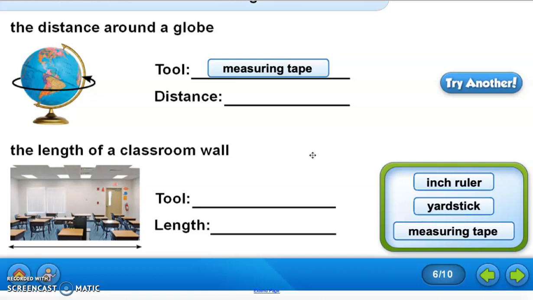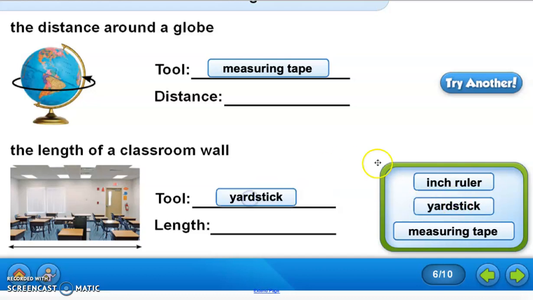But if you use a yardstick, remember, yardsticks are 3 feet long. So if you were to use the longer of the two tools, then the yardstick would probably cause you to have to use fewer people's help, right? So a yardstick would probably be the best case scenario to use for measuring a wall in your classroom.